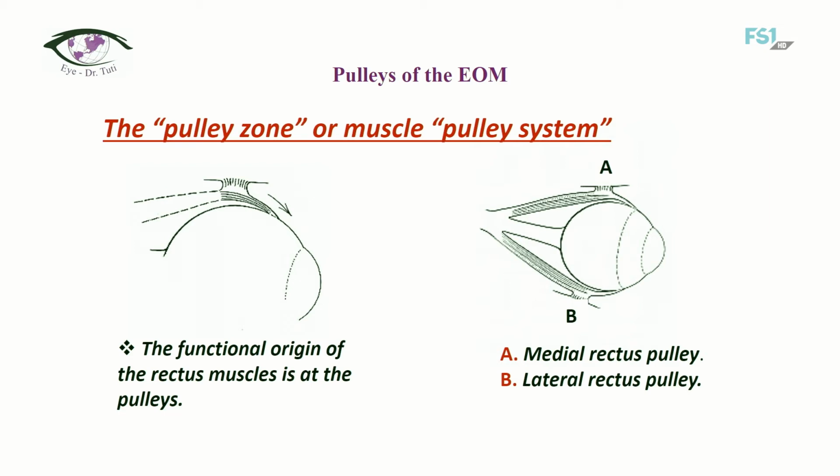The functional origin of the rectus muscle is at the pulleys, as I said already, and in the photo on the right we can see these pulleys. This photo is from above, that's why A is the medial rectus pulley and B is the lateral rectus pulley, and it's also clearly visible here.